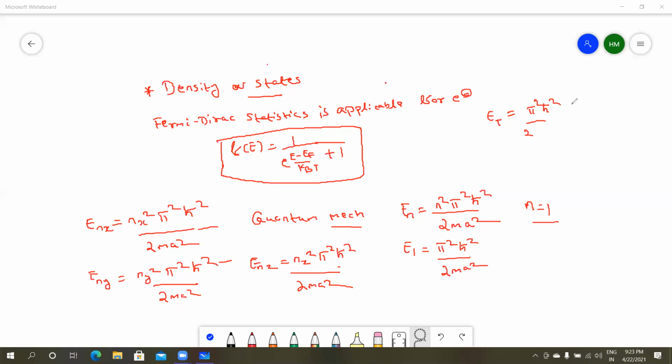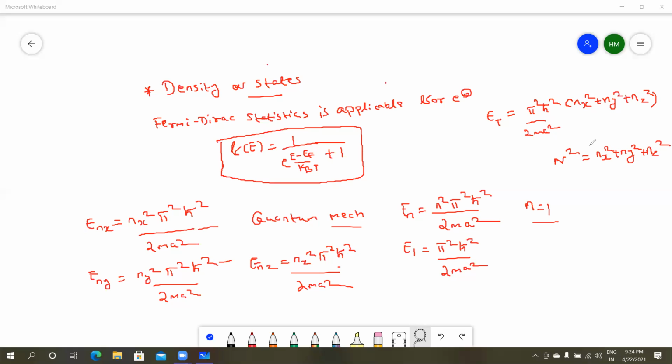You can take common and write this as nx² + ny² + nz². This you can take as n², or you can take it as capital N². Let us take capital N². So this capital N² is equal to nx² + ny² + nz². This is my capital N².